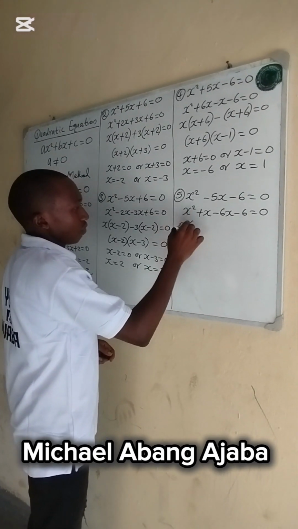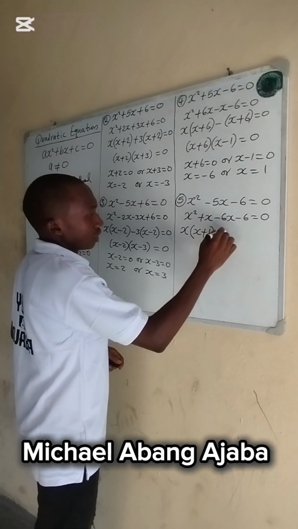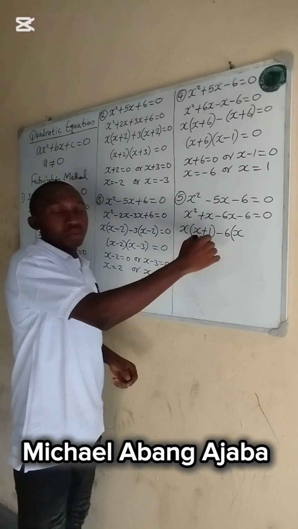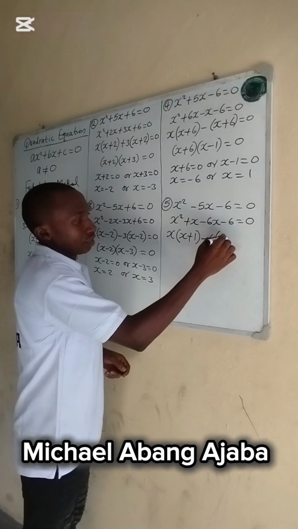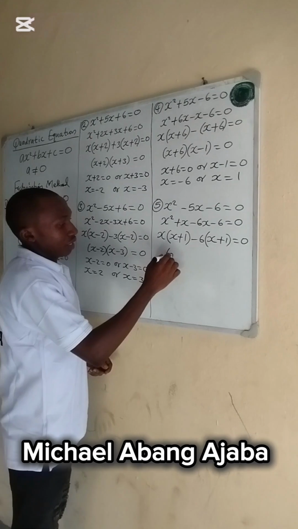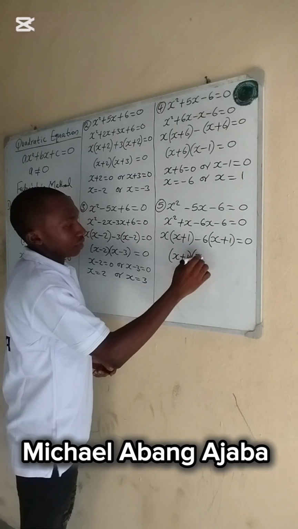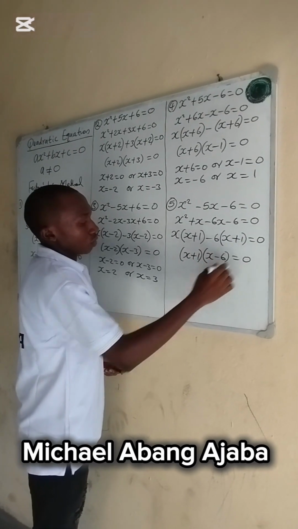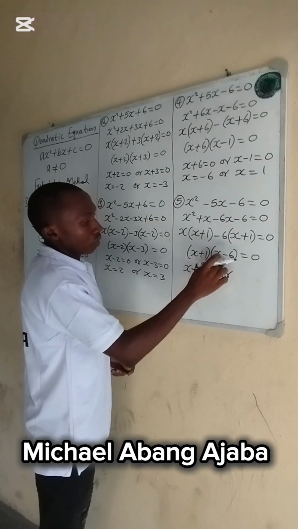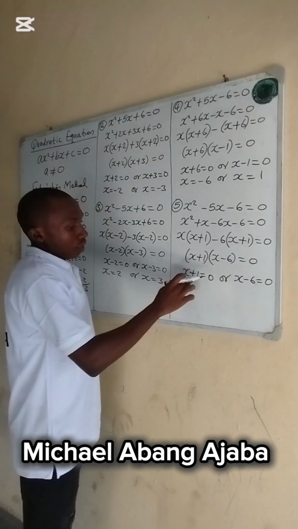Now let's factorize. Bring out x. You have x plus x divided by x is 1. Bring out minus 6. Minus 6 cancel minus 6, we have x. Minus cancel minus. 6 divided by 6 is 1. Factorize this again, we have x plus 1. What's remaining here? X minus 6 equal to 0. Equate this to 0, x plus 1 equal to 0, or equate this to 0, x minus 6 equal to 0.